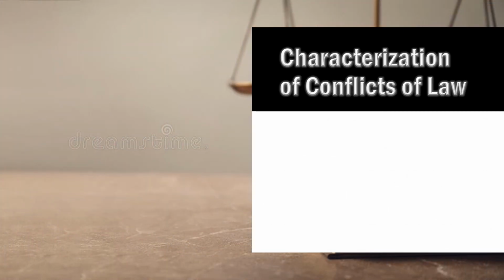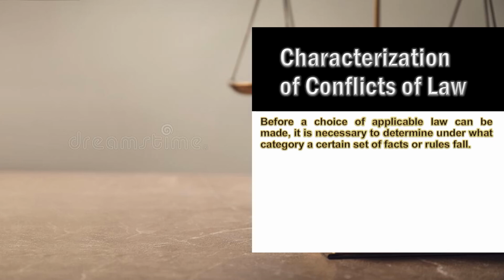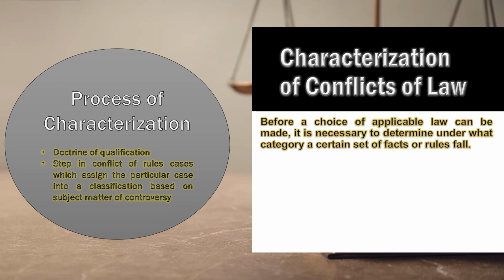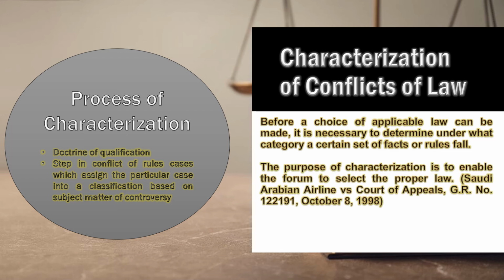Characterization of conflicts of law. Before a choice of applicable law can be made, it is necessary to determine under what category a certain set of facts or rules fall. This determination process is known as characterization, or the doctrine of qualification. It is the process of deciding whether or not the facts relate to the kind of question specified in the conflicts rule. The purpose of characterization is to enable the forum to select the proper law.